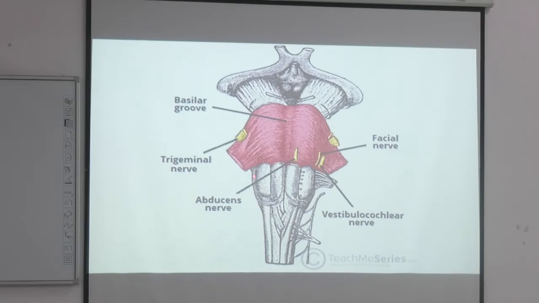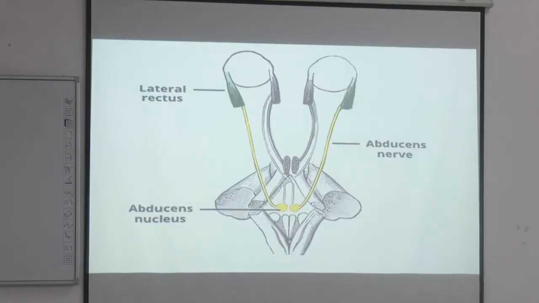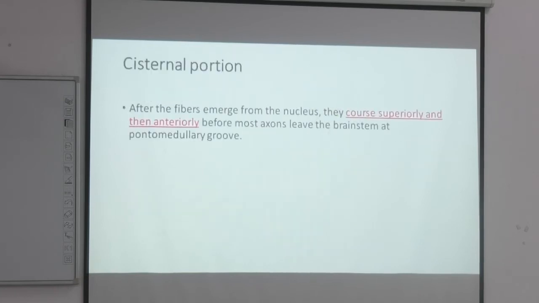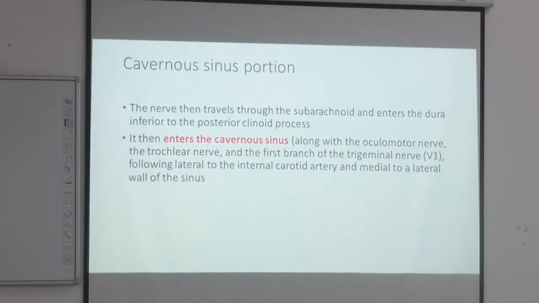So in between the pons and the medulla, it is coming out like this, coursing through it, and then it pierces the dura mater and enters this space. We call it the subarachnoid space, which is going in here, reaching a blood vascular space known as the cavernous sinus.